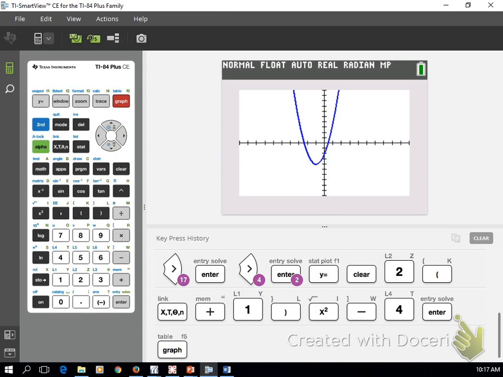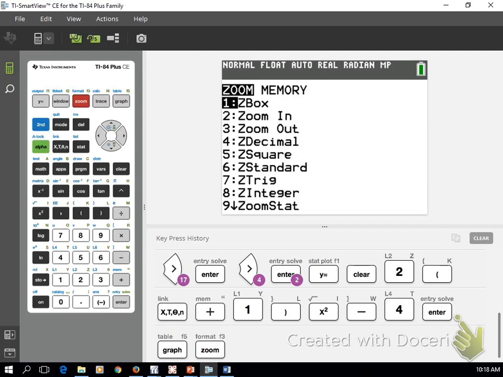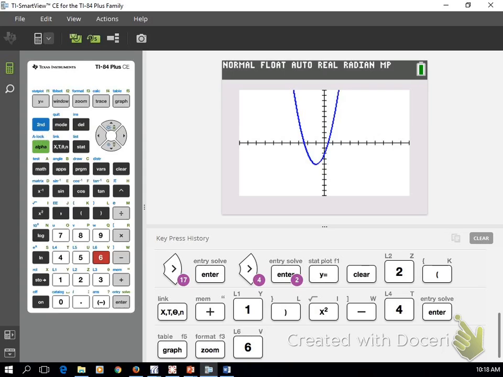Now what you may need to do is try a different zoom. You could do zoom fit. I don't know if it's going to make the graph look any better for you. Or you can hit zoom and try zoom standard. Zoom standard makes the x and y axis go from -10 to +10 and scale each tick mark by 1. And so it should get you looking at the graph like this.